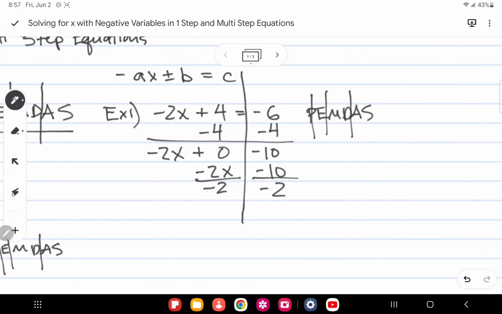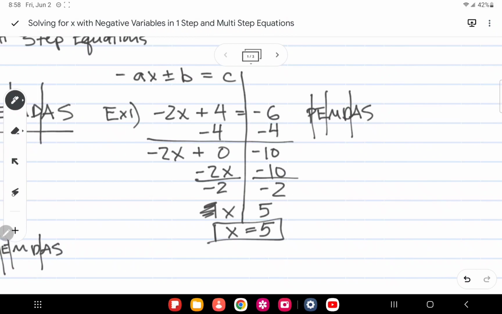So -2 divided by -2, that should just be 1. So you just get 1x. And look at that. It's now a positive x, positive variable. -10 divided by -2, you should get 5. You can also get rid of that 1, or you can keep it. It's just a matter of preference. And hence our answer is x equals 5.